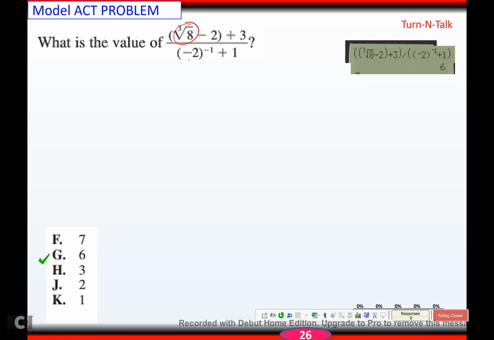The cube root of 8 is 2. 2 minus 2 is 0. 0 plus 3 is 3 on top. Negative 2 to the negative first is 1 over negative 2 plus 1. Well, what's 1 take away a half? That's going to leave a half. Keep, change, flip. Keep the 3, change the times, flip, simplify. 6 over 1 is 6.